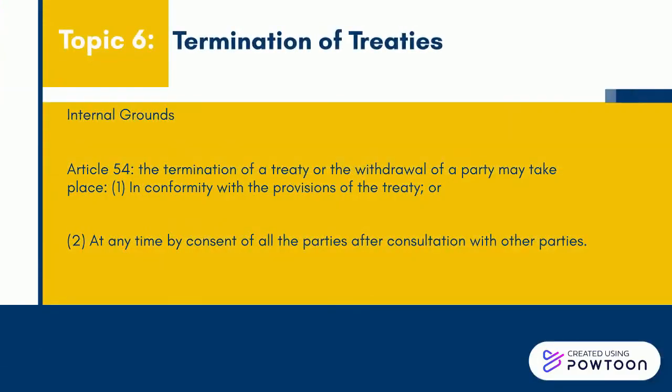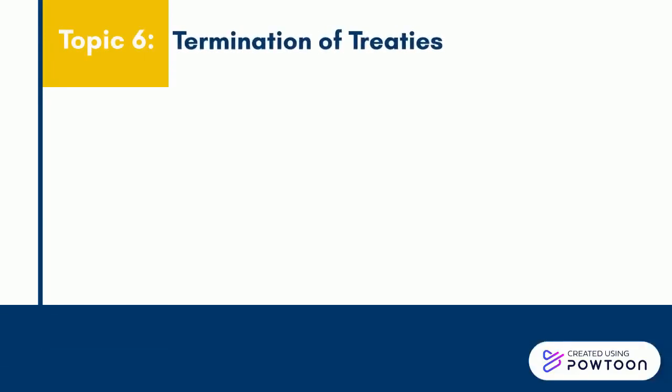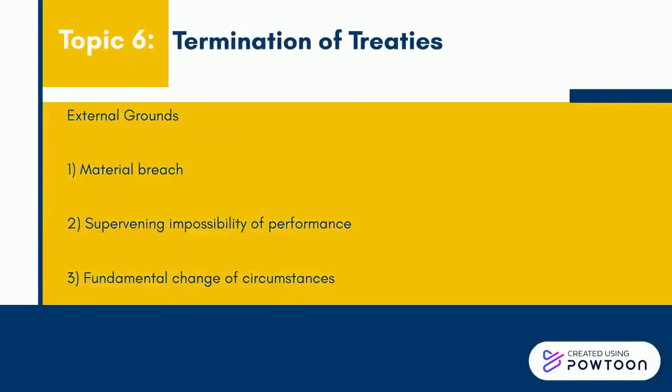The termination of a treaty can be done on internal grounds. According to Article 54 of VCLT, the termination of a treaty or the withdrawal of a party may take place in conformity with the provisions of the treaty, or at any time by consent of all parties after consultation with other parties. The termination of a treaty can also be done on external ground, through material breach.